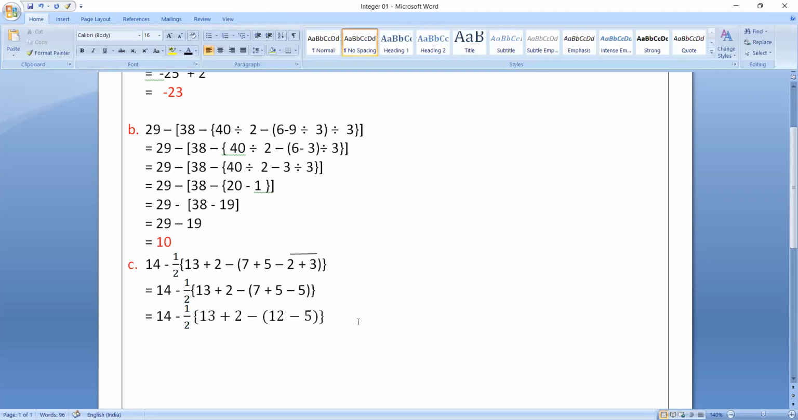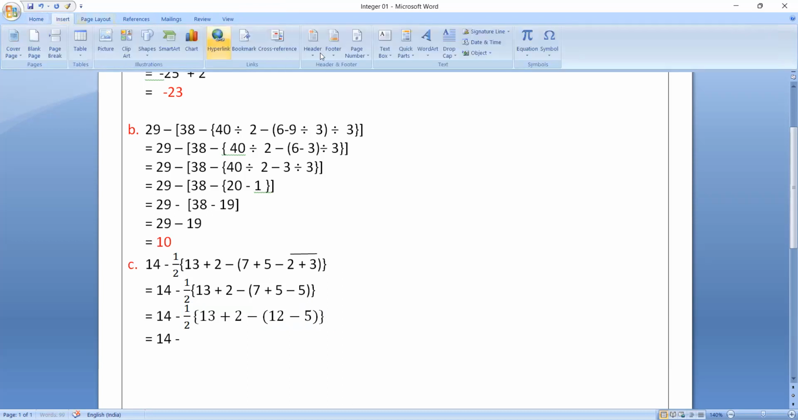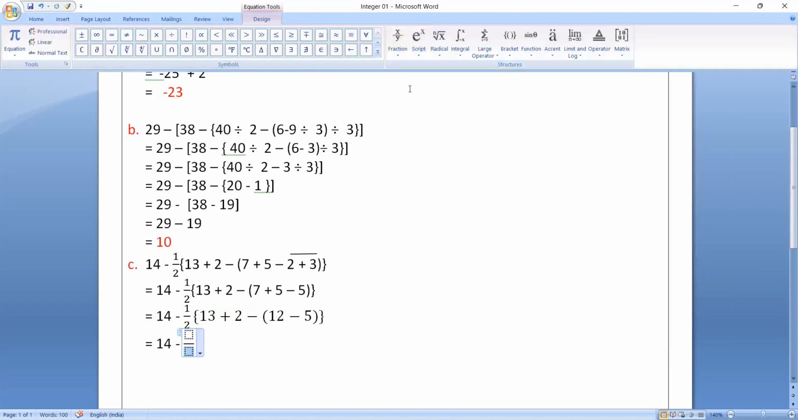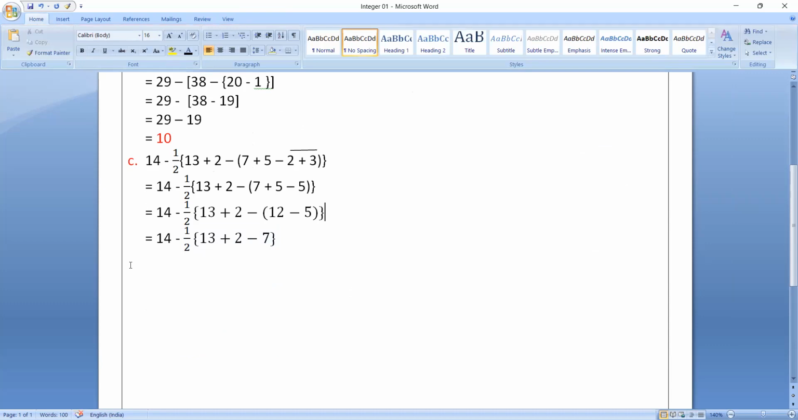Now, my dear student, what we have to do now? We have to do the same operation again. We have to put 14 here minus, and again put this 1 by 2 symbol. Then write down 13 plus 2 minus 7 minus 5, which will give you 7. So the answer is 7 now. As you can see, only the small curly bracket is left now. So how do we solve this thing? You can see that we can easily solve this.